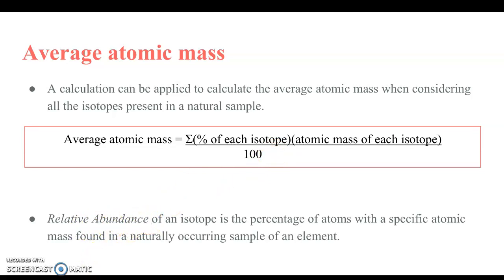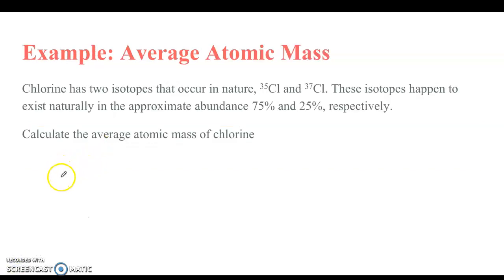Relative abundance of an isotope is the percentage of atoms within a sample of an element that have a specific atomic mass. So basically, we're looking at how often that isotope occurs, and what the mass of that specific isotope is. All right, let's do a practice problem together. So we're going to calculate the average atomic mass for chlorine. I'm going to write our average atomic mass equation here.